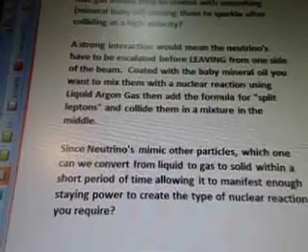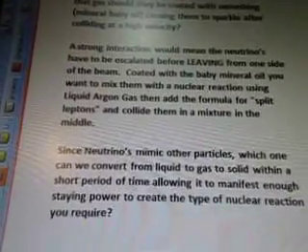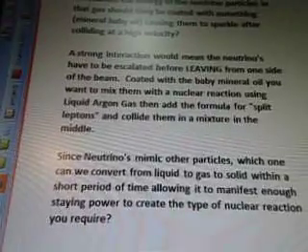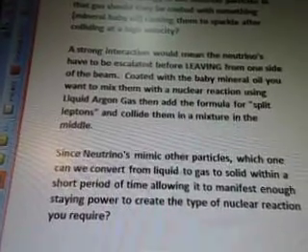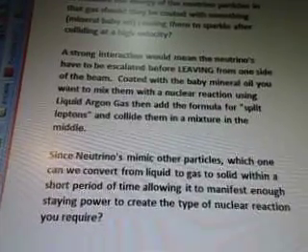Since neutrinos mimic other particles, which one can we convert from liquid to gas to solid within a short period of time, allowing it to manifest enough staying power to create the type of nuclear reaction you require?